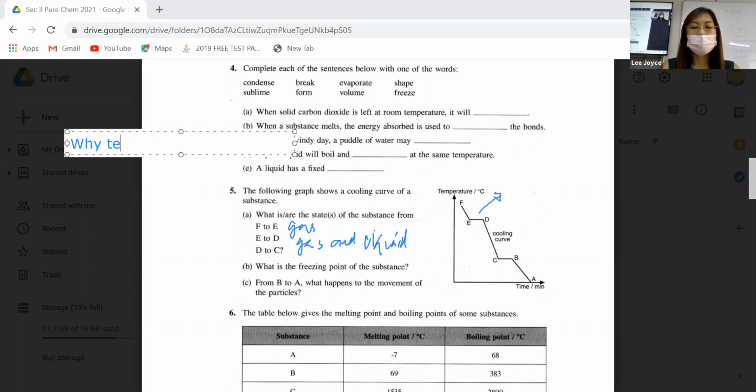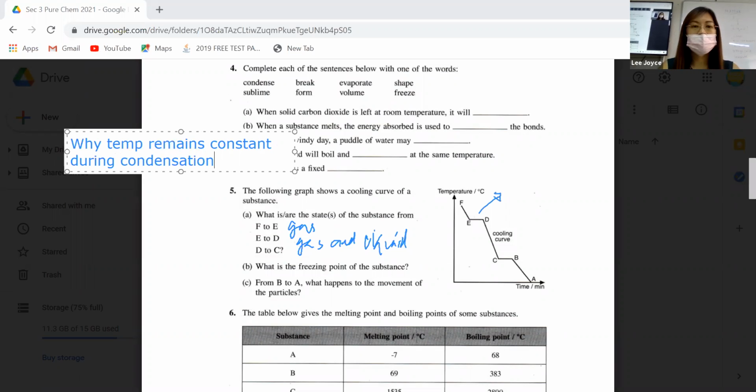Why temperature remains constant during condensation or solidification processes.